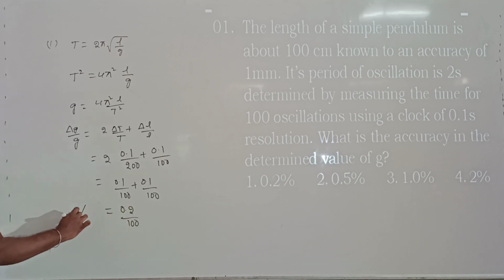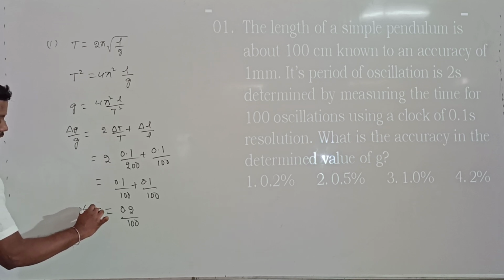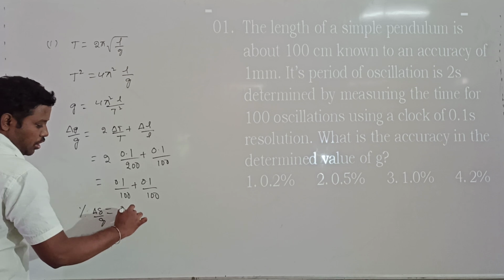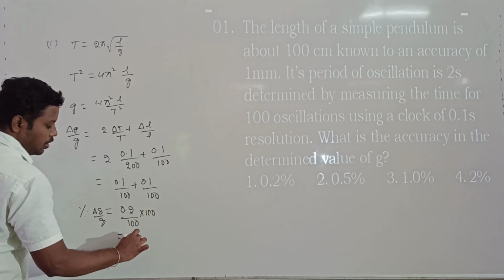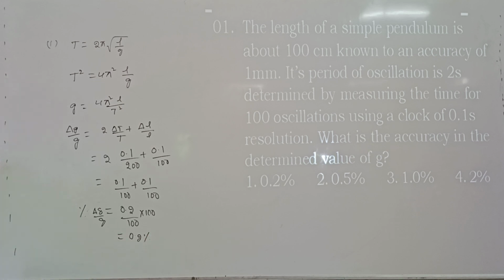If they ask me to calculate percentage value, percentage of delta g divided by g, it will be equal to 0.2 by 100 into 100. Then what I will get as the answer is 0.2%. Okay, this is the first question.